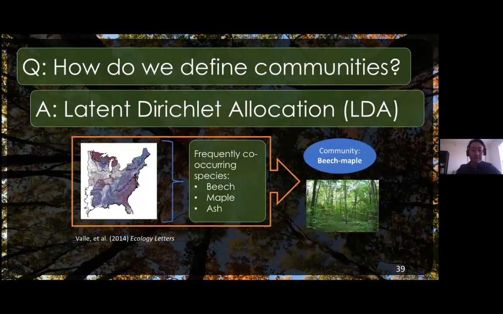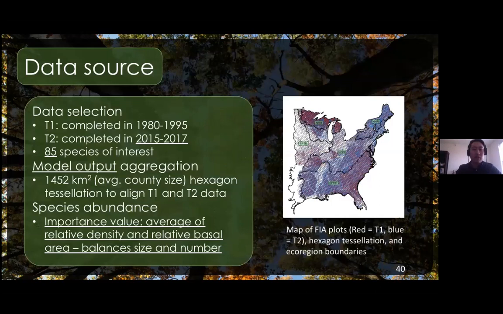And so here we again used the FIA data and more or less the same data set. We did end up updating to a few years newer FIA data for our second time period. And we also ended up dropping one species that seemed to have a little bit of a sampling bias that we were a little uncertain about.